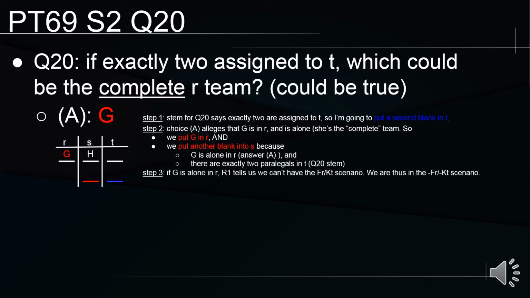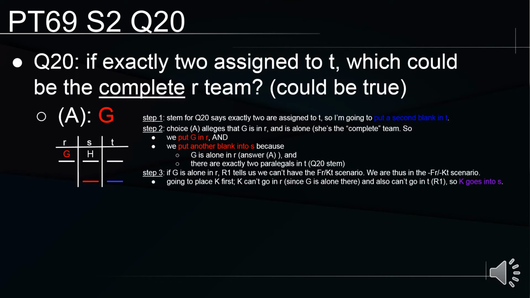So now that we have inserted that information, if G is alone in Team R, Rule 1 tells us that we cannot have the F in R, K in T scenario. Since we cannot possibly have Frank in Team R, we're not allowed to put K in the Team T roster either, because if we do that, we have to have both conditions fulfilled, and we don't have one of them. So therefore, that puts us solidly in the F is not in R and K is not in T scenario. So that tells us that K cannot be in T.